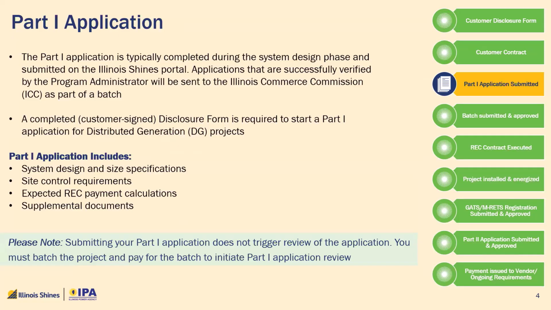Next is the Part 1 application, which is submitted on the Illinois Shines portal and includes information such as the system design, size, site control requirements, and expected REC payment calculations. Submitting your Part 1 application doesn't trigger a review of the application. You will also need to batch and pay for the project to initiate the Part 1 application review by the program administrator.